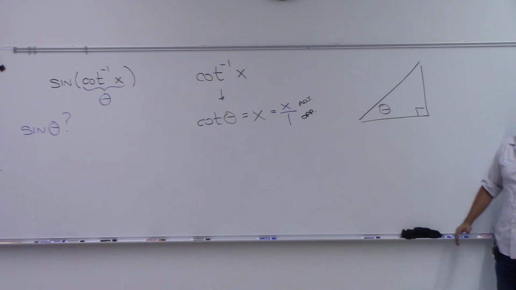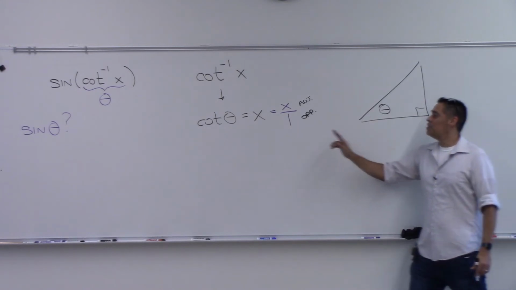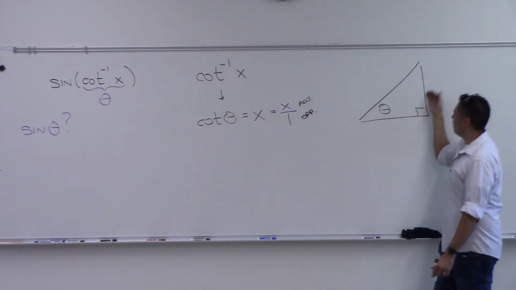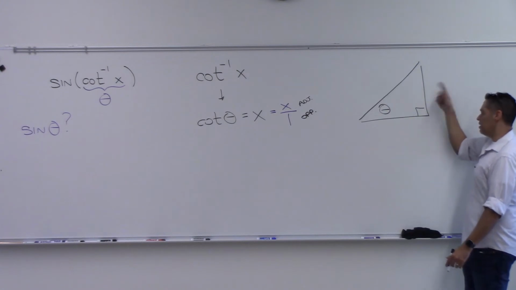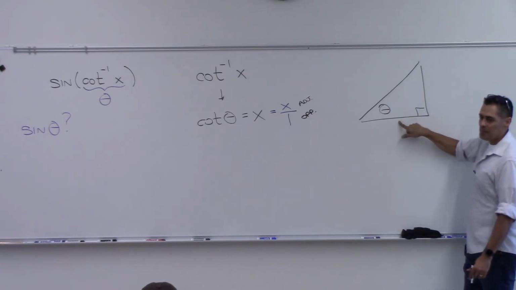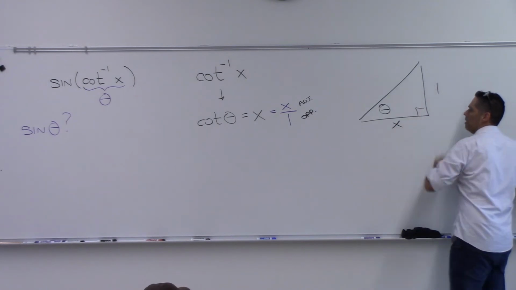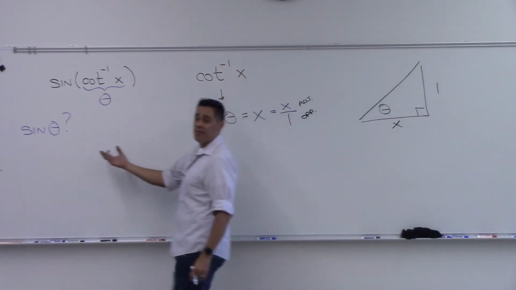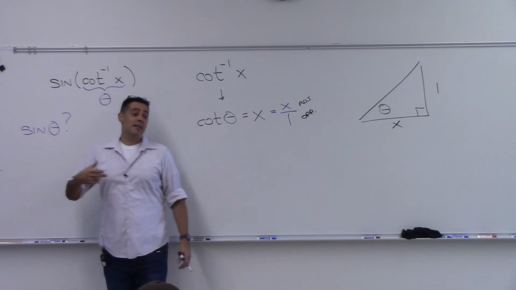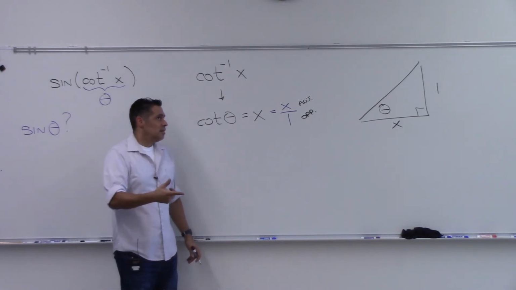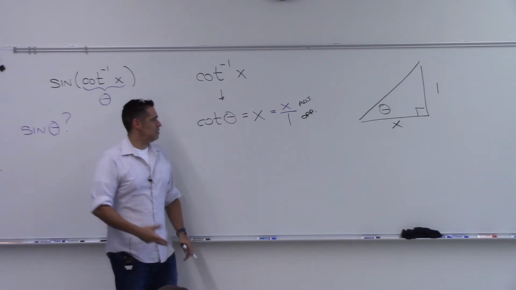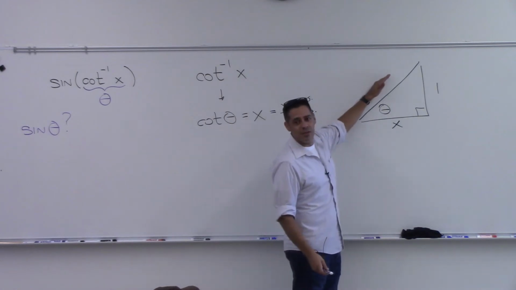We'll just guess. No, cotangent is adjacent over, it's this over this, right? This over this, not this over this. So this side I'm going to label x, this side I'm going to label 1. And ultimately I want to know what sine of theta is, right? So sine is opposite over hypotenuse. So I need to know the hypotenuse, don't I?